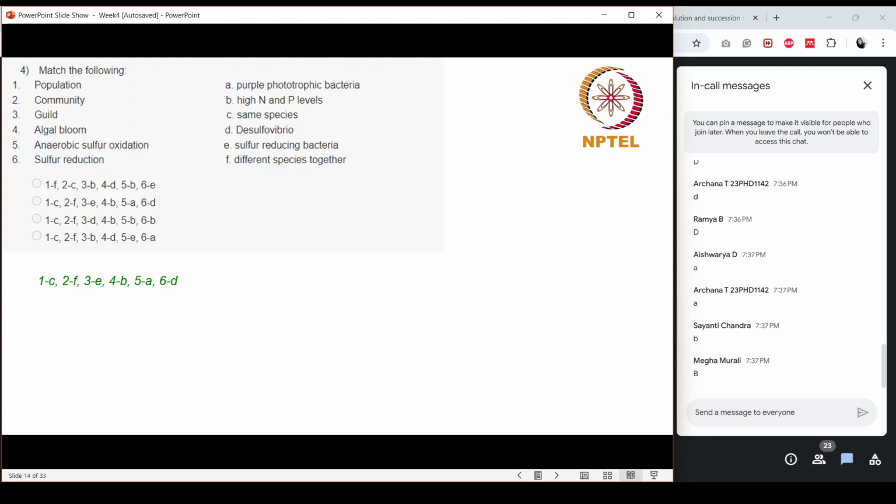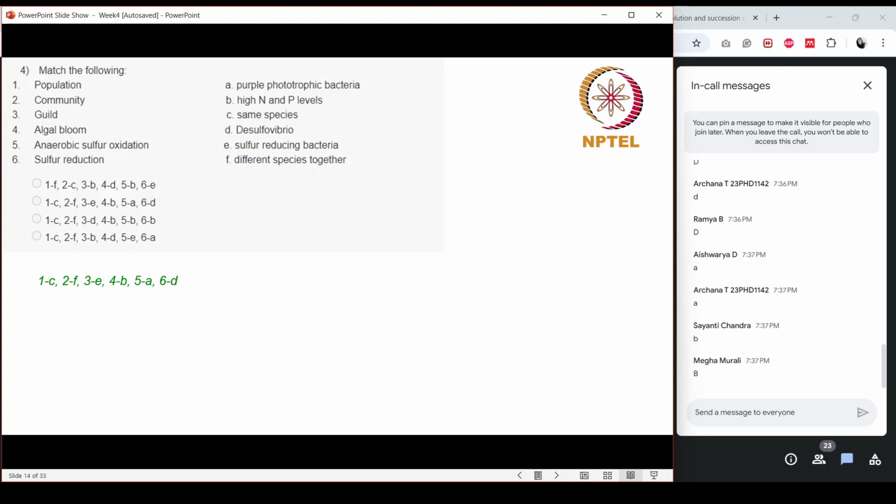So here is the solution. It is option B. Population is when we talk about the same species. Community is when there are different species together. When we talk about a particular trait, we call it a guild. One of the traits is sulfur reducing bacteria. This is a trait of many different species of bacteria, so it is a guild.